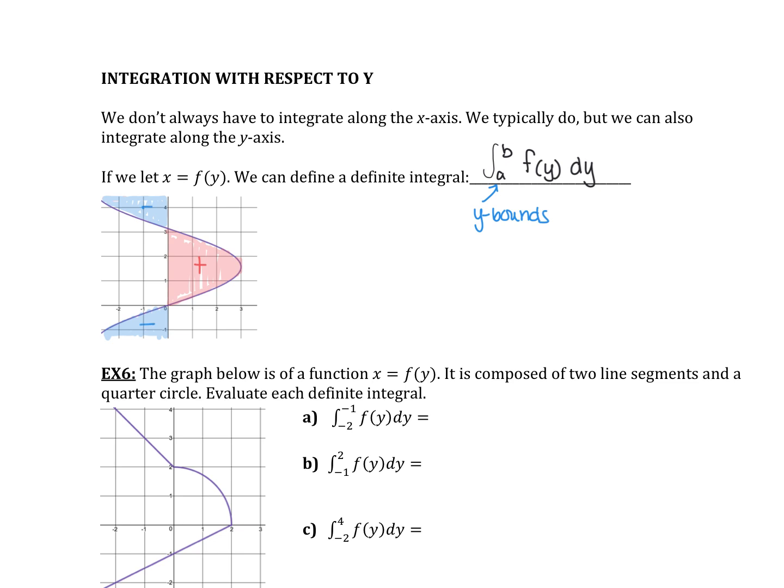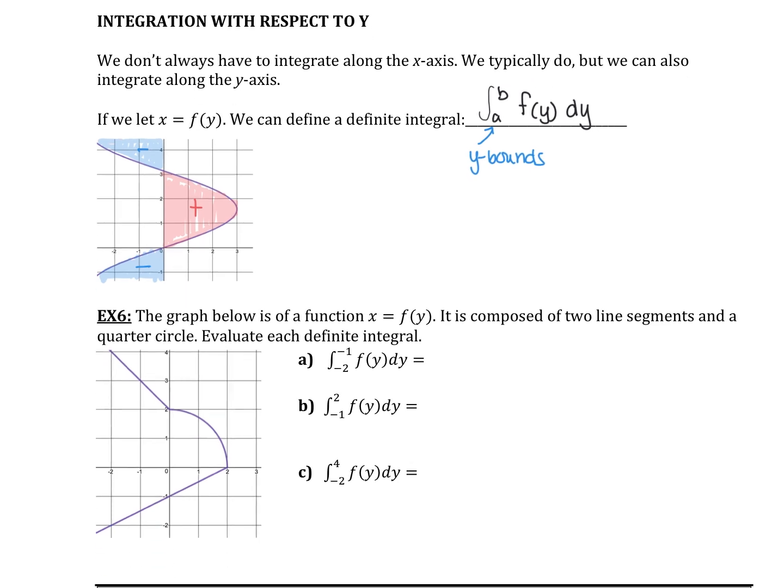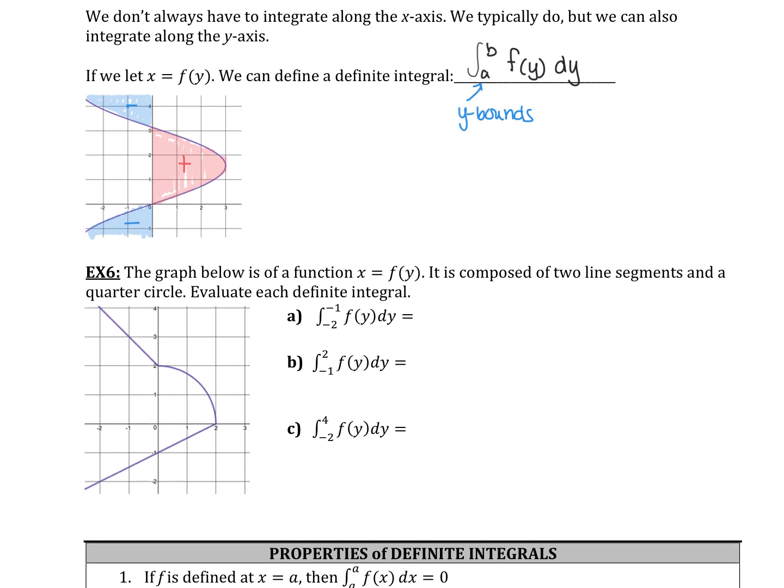So negative and negative. Okay, so let's look at an example with respect to y, and then talk a little bit about the area under the curve, because sometimes we're not given a function and sometimes we have to actually calculate area. So let's go back to geometry for a little bit. The graph below is a function that is x equals f of y. It's composed of 2 line segments. When they say that, we can trust that they're straight, and a quarter circle. And then it asks us to evaluate each definite integral.